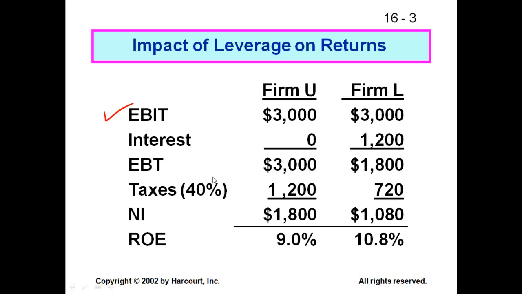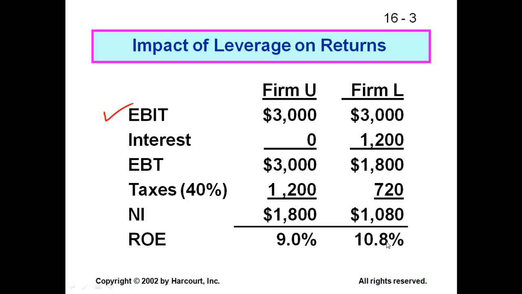Okay, EBT. So where is this coming from? This is earnings before taxes. Firm U has 3,000, firm L has 1,800. So taxes are higher for firm U. Does that surprise you? Yes. It does? Why does it surprise you? Oh, it's obvious. Okay. All right. So anyway, these two pictures should be obvious.